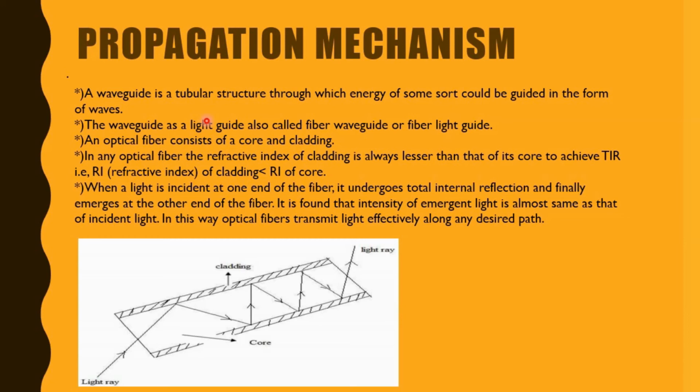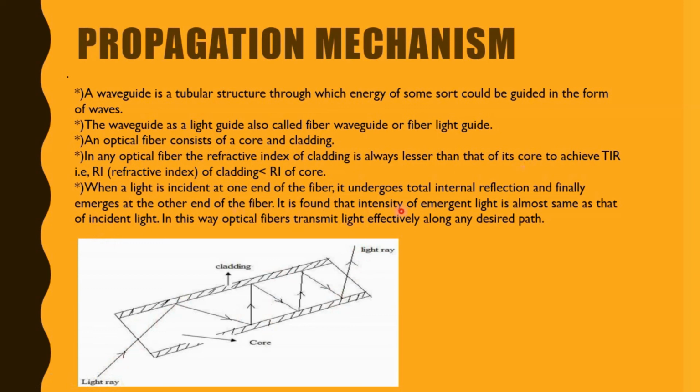Okay, an optical fiber consists of core and cladding. We have already seen the core has a high refractive index and the cladding has a lower refractive index. In any optical fiber, the refractive index of the cladding is always less than that of the core to achieve total internal reflection. We should remember: refractive index of cladding is less than refractive index of core. So when light is incident at one end of the fiber, it undergoes total internal reflection and finally emerges at the other end of the fiber.